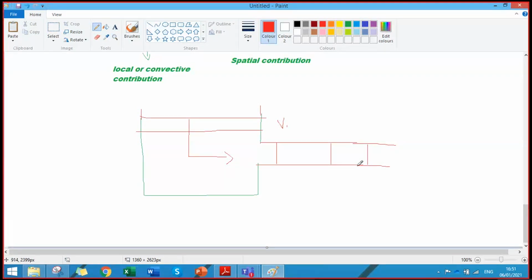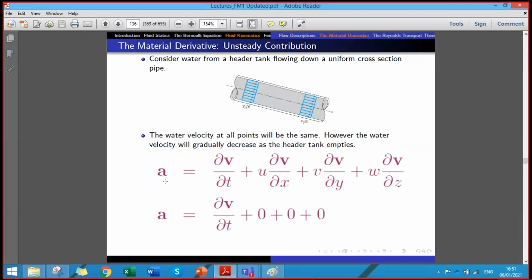Right sir, understood. So as the level decreases, the velocity will decrease. That level is decreasing with time. But along this pipe, that velocity will remain fixed. So there is no change in velocity with respect to the spatial component, but there is change in velocity with respect to time. So the acceleration will depend only on the temporal component or the convective term.